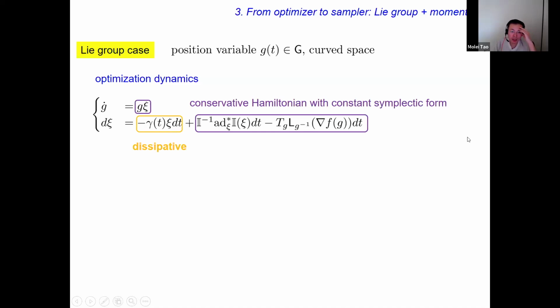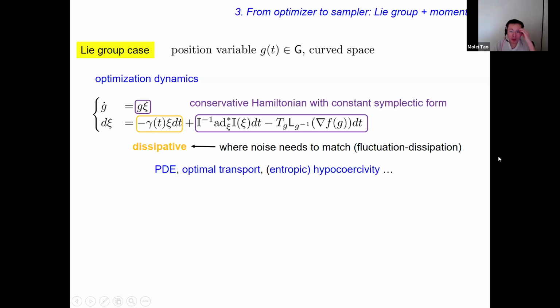Now, in order to make it a stochastic generalization, all you need to do is to add noise in order to match this term. This is a very innocent, simple term, but still, if you really want to understand everything, there is a heavy machinery behind it. In PDE, in optimal transport, and in particular, there's this beautiful theory by Fields medalist Villani, which is called entropic hypocoercivity. I will not talk about it at all.